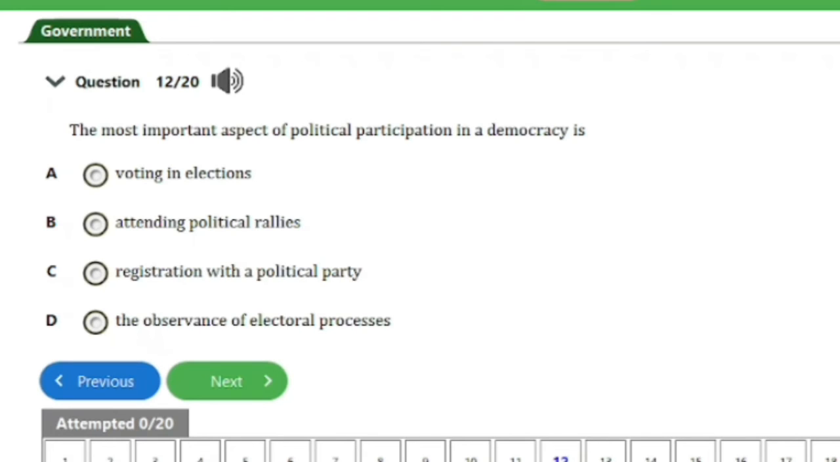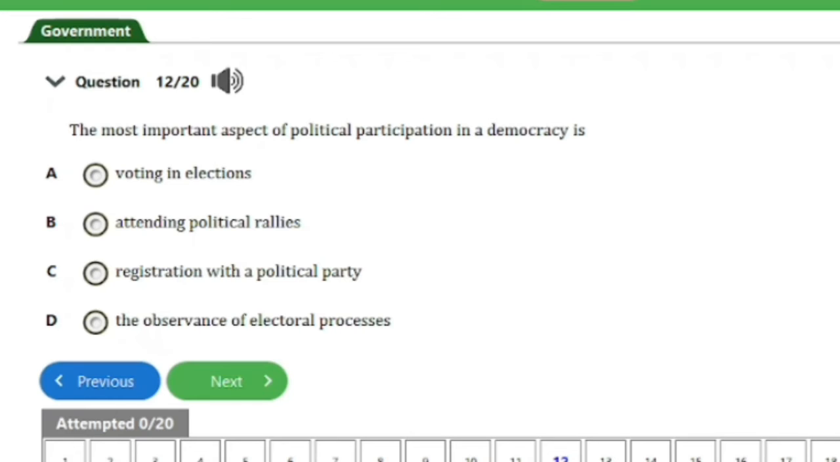So over here is question number 12. It says, the most important aspect of political participation in a democracy is A, voting in elections. B, attending political rallies. C, registration with a political party. D, the observance of electoral processes. So guys, the answer to this question is option A, and that's voting in elections.